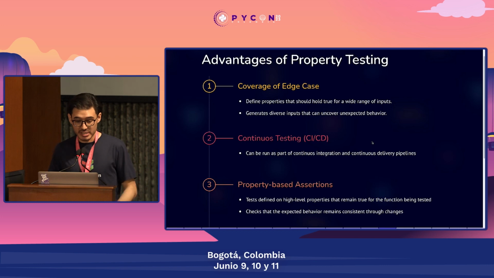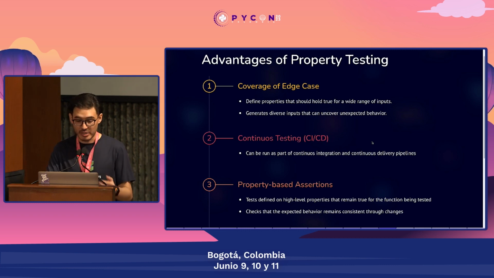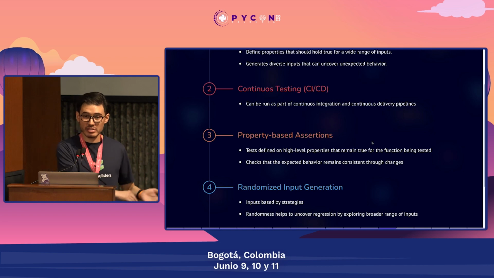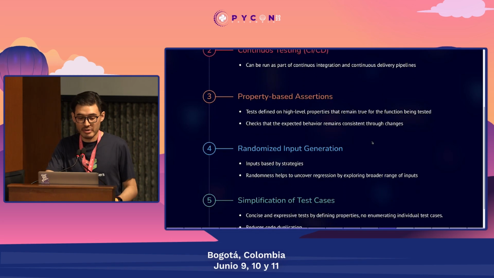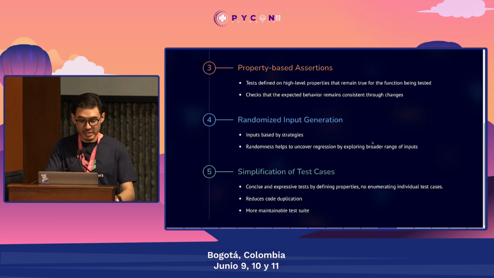So we cover edge cases. We define properties that should remain true for all scenarios, and we generate diverse types of inputs that help us uncover unexpected behavior, like the one that we just spotted about the ASCII encoding. We can integrate this into pipelines, like continuous integration and continuous delivery, straight away. This is really fast, so we don't have to do extra work in that regard.